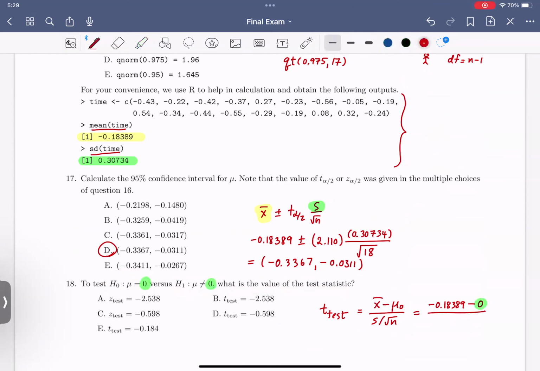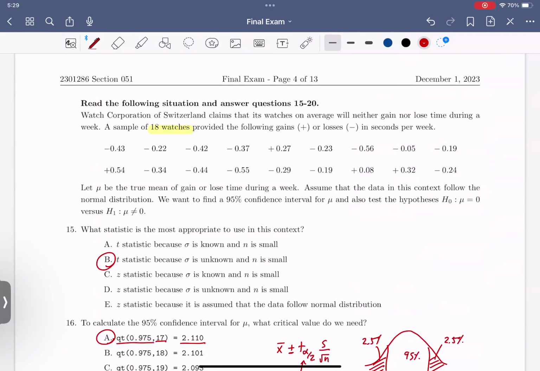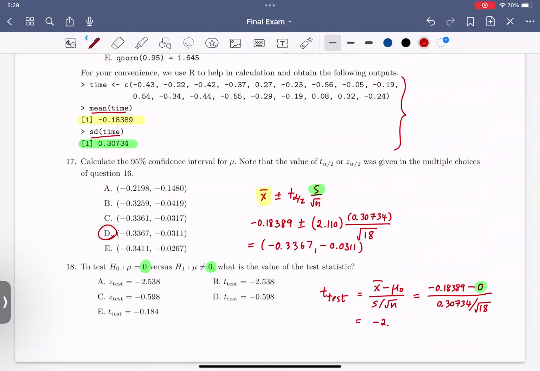And then S is actually 0.30734, and N here is going to be 18. So you're going to do the calculation one more time. I'm going to do the numerator, that one, 0 minus 0.18389, and then over 0.30734 over square root of 18. The number that you get here is going to be minus 2.538, which is choice B. It's the correct one. So this is the t-test of the hypothesis test.